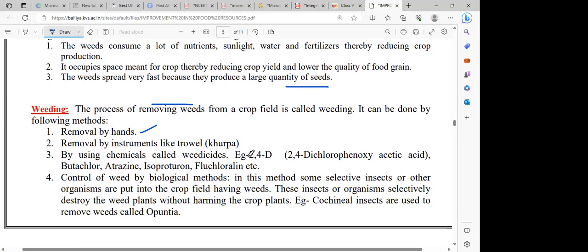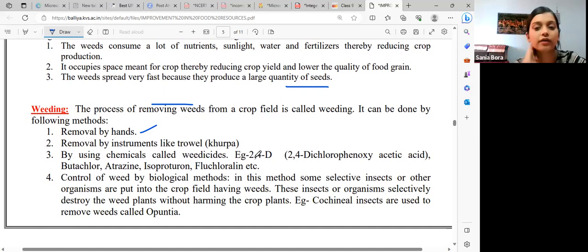Or there are some chemicals, for example 2,4-D, which is 2,4-dichlorophenoxyacetic acid, butachlor, and atrazine. All these are names of weedicides. Use these chemicals and you can kill weeds. And control of weeds by the biological method: in this method, some selective insects or other organisms are put into the crop field having weeds.